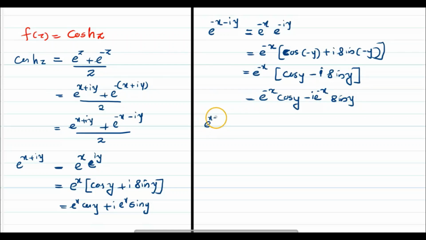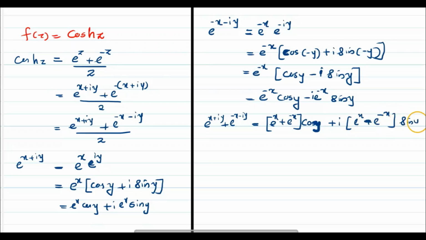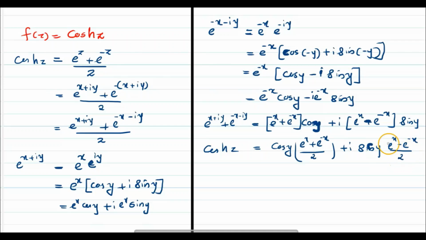Adding these terms, e^(x+iy) + e^(-x-iy), we get (e^x + e^(-x)) times cos y, since cos y is common, plus i (e^x - e^(-x)) times sin y, since sin y is common. Therefore, cosh z we can write as this term divided by 2. That is cos y (e^x + e^(-x))/2 + i sin y (e^x - e^(-x))/2.